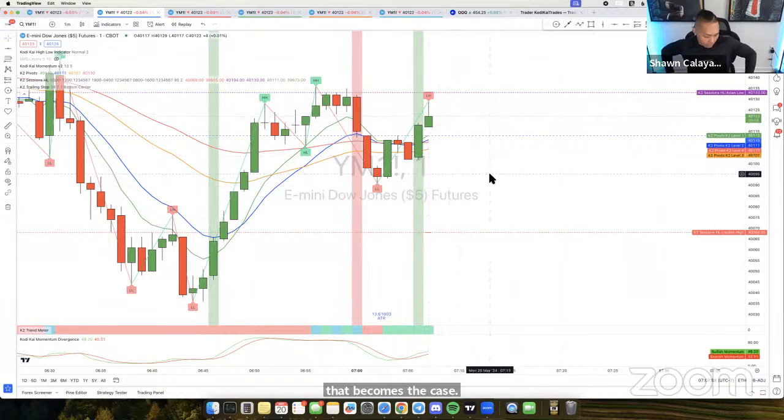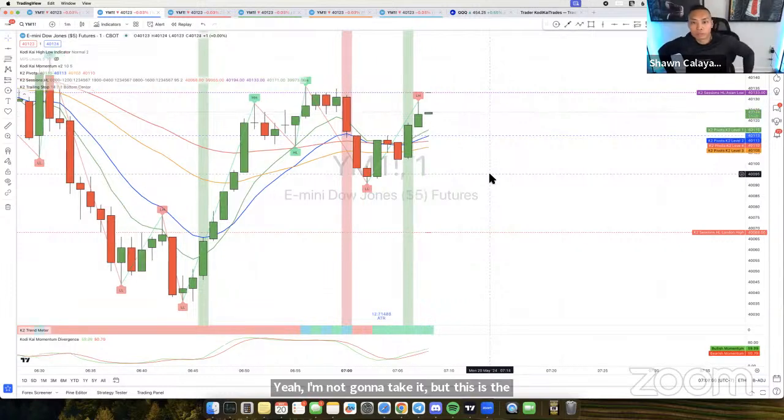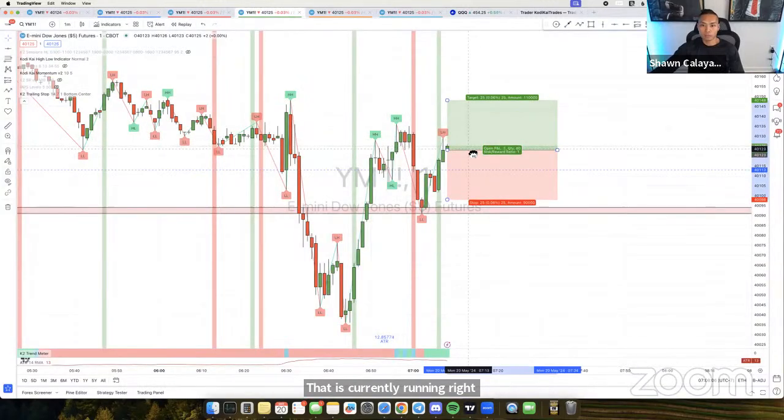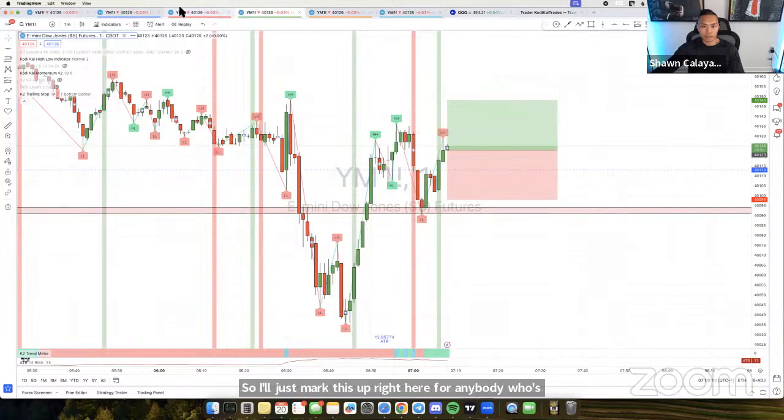Yeah, I'm not going to take it, but this is the breakout V3 that is currently running right now, guys. So I'll just mark this up right here for anybody who's taking it or who's even thinking about taking it. I'll just leave it as is right there. We'll come back and take a look at that a little later.